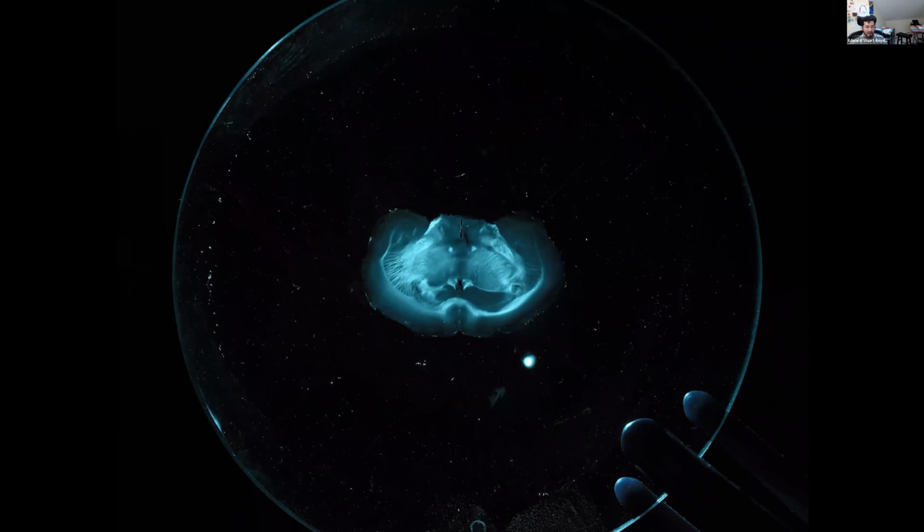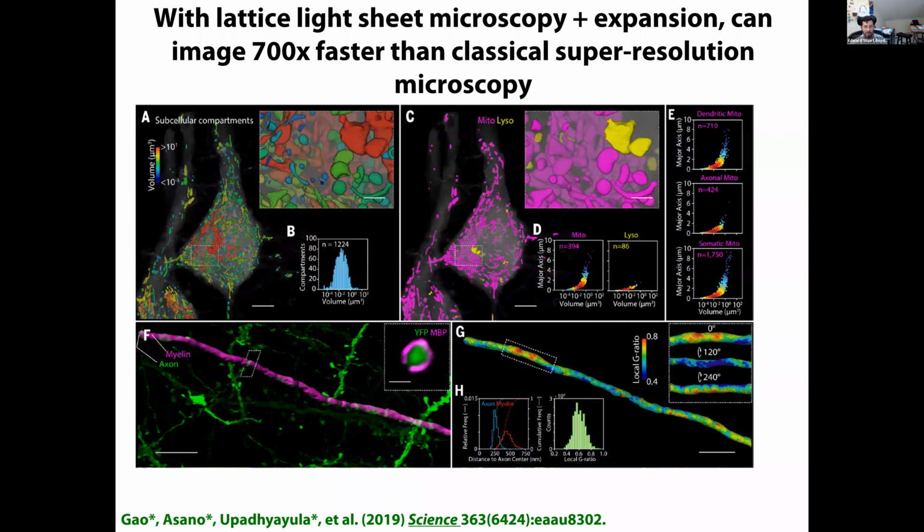So there are all sorts of things you can see with expansion microscopy that are difficult, if not impossible, to see with earlier means. One common strategy is to use fluorescent antibodies to stain for biomolecules like proteins. Here, in work led by Ray Gao, Sho Asano, and Gokul Padiyula, working with my group and Eric Betzig's group, we labeled mitochondrial and lysosomal proteins, shown in the upper right, myelin, shown in the lower left, and we can see these nanoscale features with ordinary microscopes.